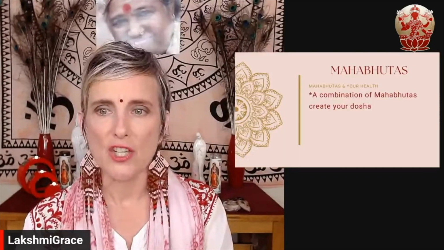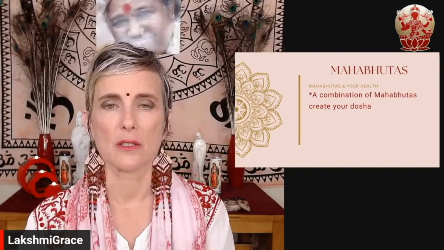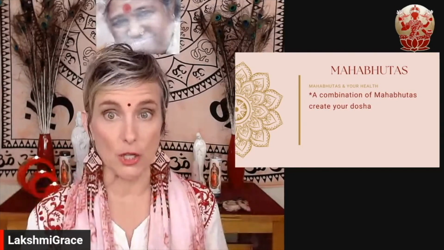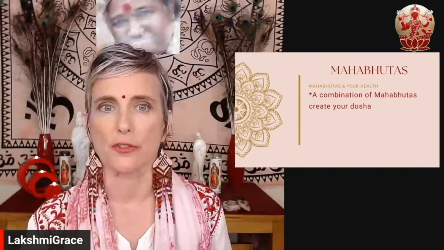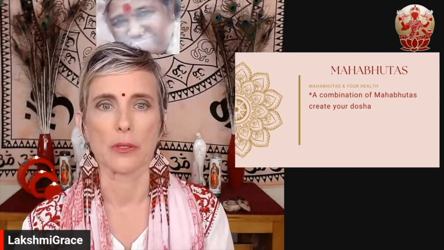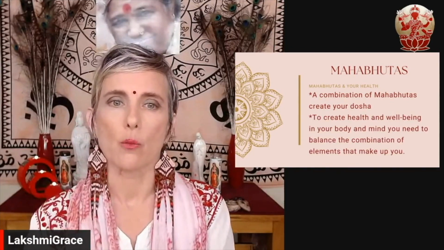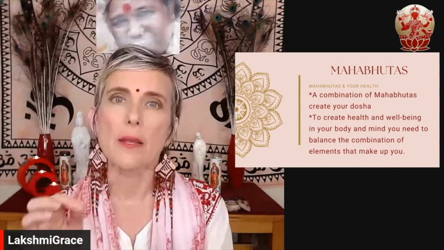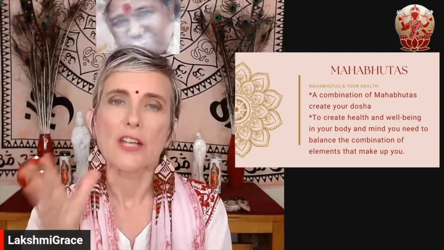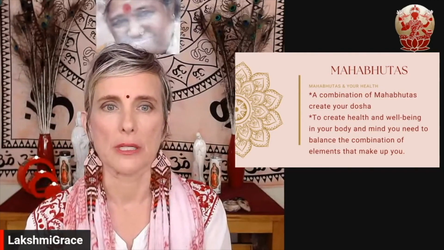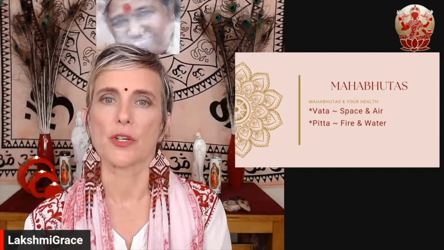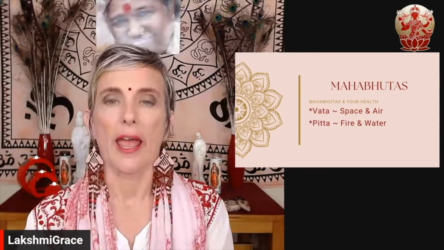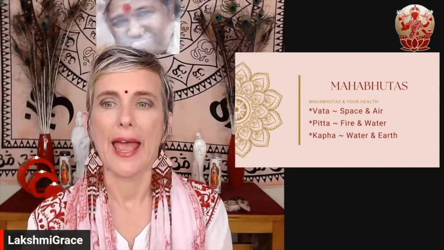So the combination of the Mahabhutas, or the 5 elements, create the doshas and the patterns or characteristics of your body type. So to create health and well-being in your body and mind, you need to balance the combination of elements that make up you and your dosha, which again are vata, pitta, and kapha. And vata again is made up of space and air. Pitta is created with water and fire, and kapha carries water and earth.